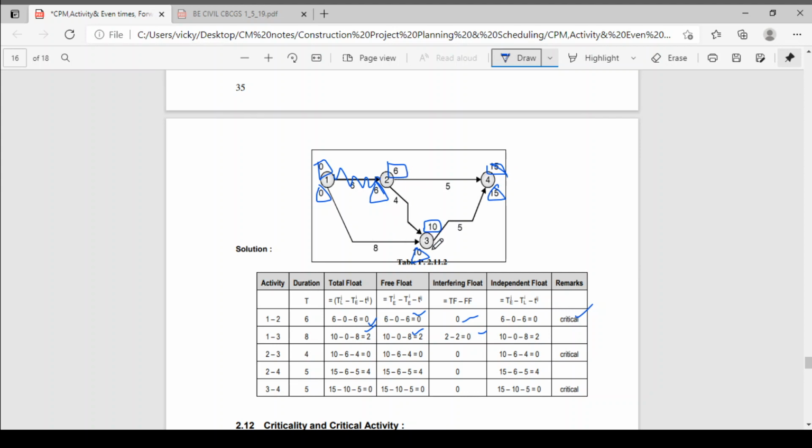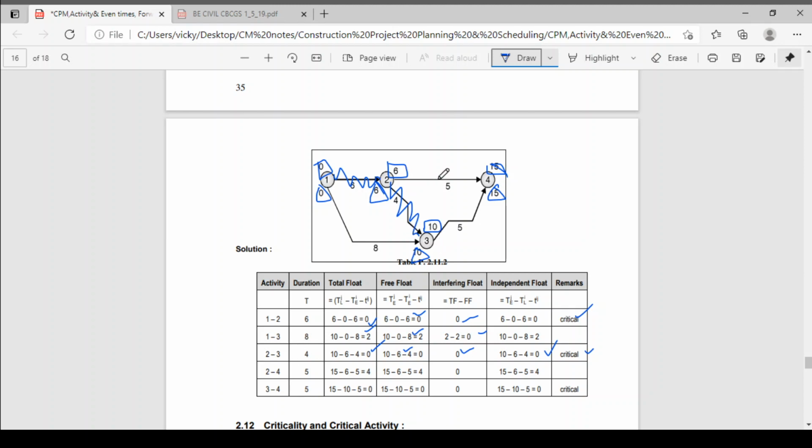Okay, next activity number 2-3: 10 - 6 = 4, 4 - 4 = 0. Okay, total float 0. Next free float: 10 - 6 = 4, 4 - 4 = 0. Okay, free float 0, interfering float total float minus free float is 0, and independent float 10 - 6 = 4, 4 - 4 = 0. Okay, so all are 0, so this is the critical activity. I will mark it here. Then you can show the critical activity in a zigzag portion. Okay, now next activity we'll see.